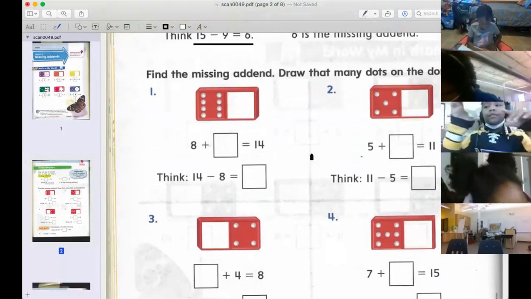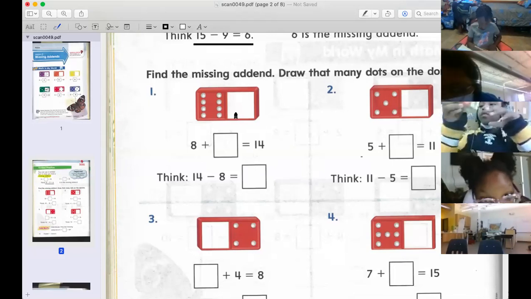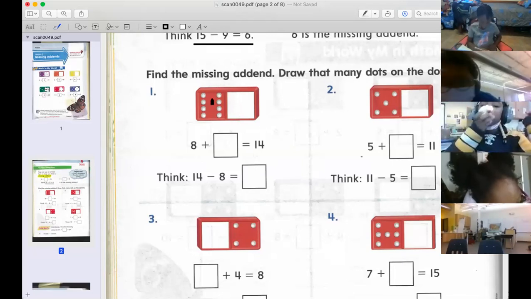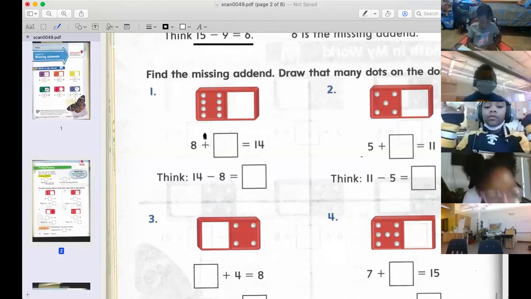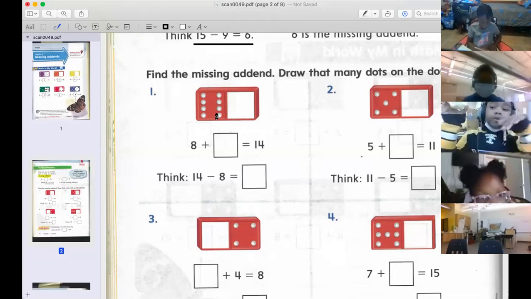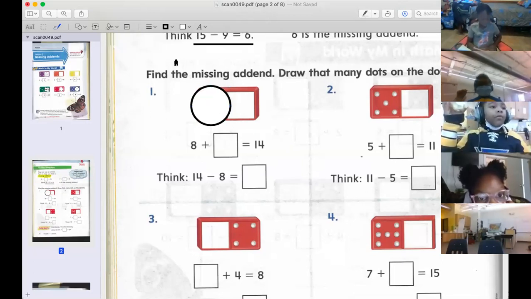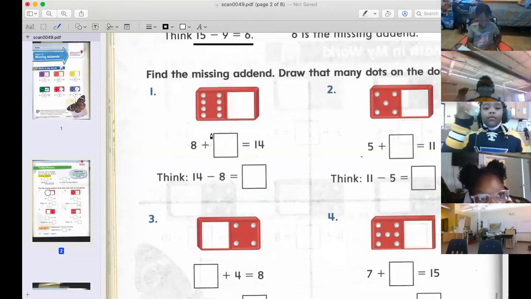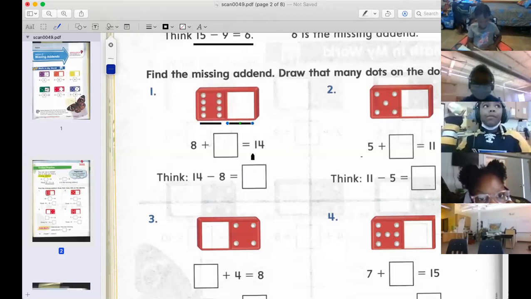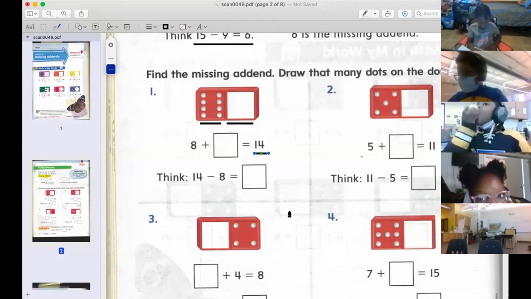So find the missing addend. Draw that many dots on the domino. On your own, on your paper you have 8 dots over here, and you're trying to get to 14 dots. So 8 plus what equals 14? I want everybody to do it on your paper.